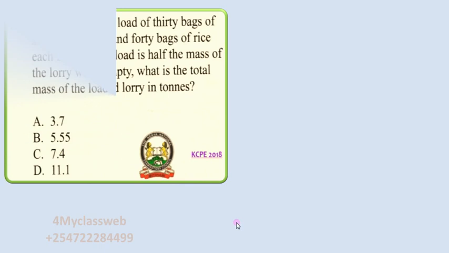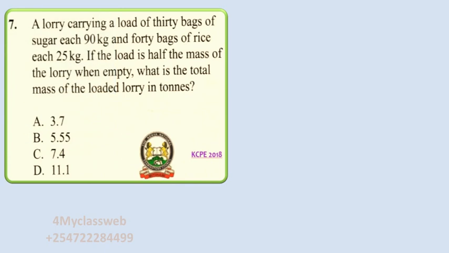Hello everyone, my name is David and I'm back again with question number 7 that was being tested in the KCPE for the year 2018. In this question, the candidate was supposed to apply certain concepts like addition, multiplication, division, and finally to do the conversion of weights from kilograms to tons.